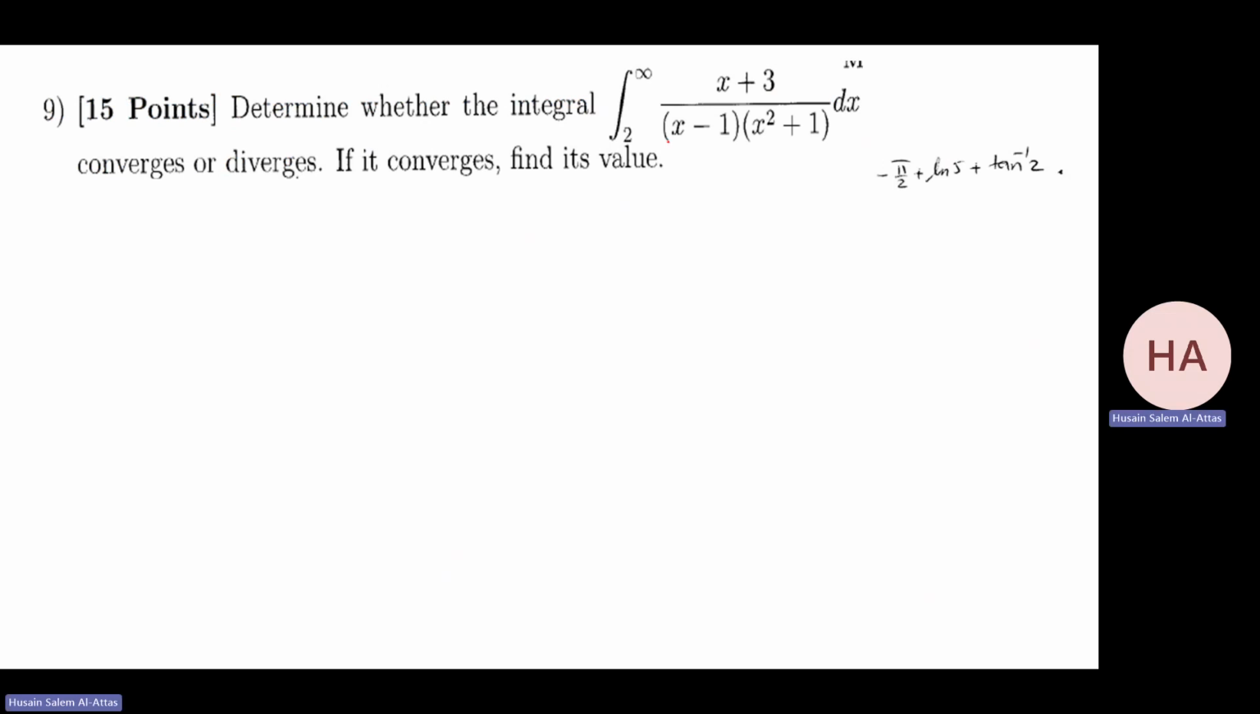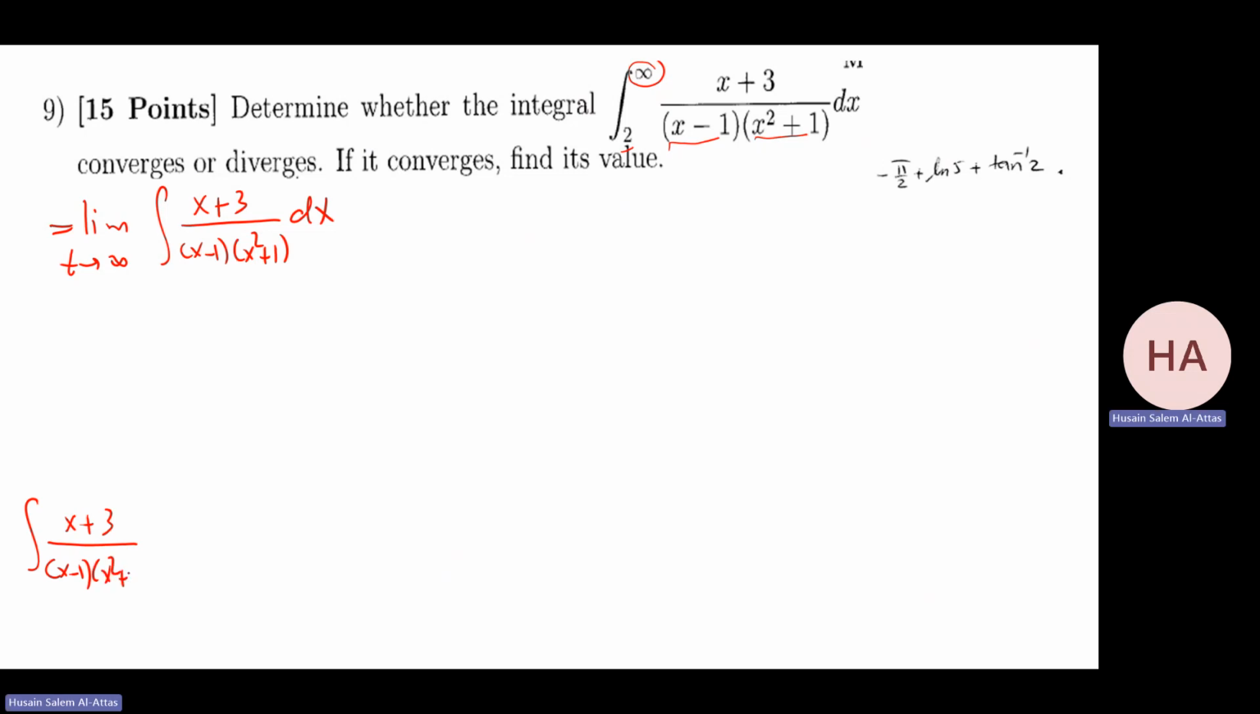Okay, I have a problem with the 1, but I'm starting from 2. It's okay. Here we have no problem. So I'm concerned only about the infinity. So that will be limit t goes to infinity of this integral. And here is the catch. Yeah, to find this integral, it's a little bit lengthy. x plus 3 over x minus 1, x squared plus 1 dx.